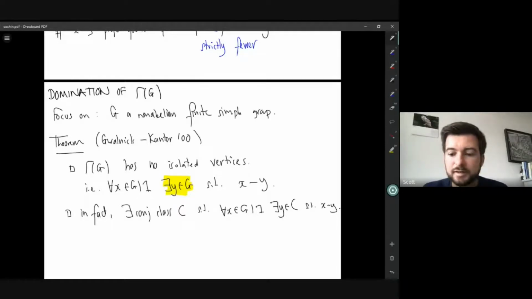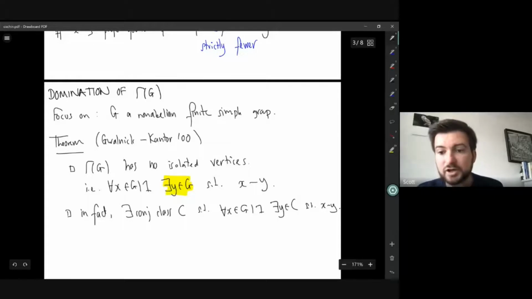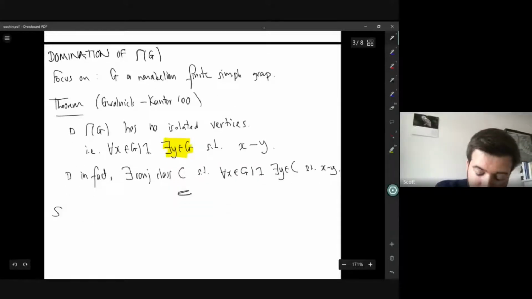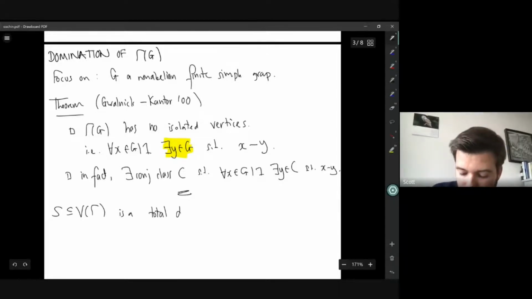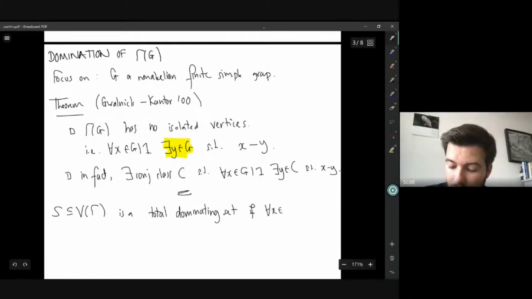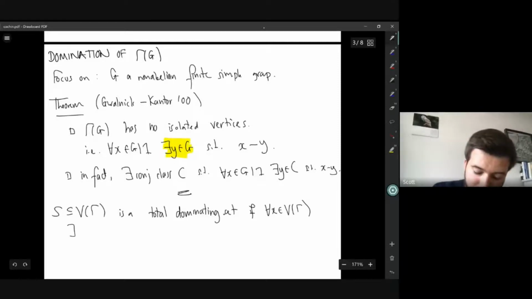And this motivates the idea of studying domination or total domination numbers of the generating graph. So let me just recall the group theoretic notion, so the graph theoretic notion. A subset of the vertex set of a graph is a total dominating set if every vertex is adjacent to something in that set. So if for all vertices of the graph, there is a vertex Y in that set that's adjacent to it.